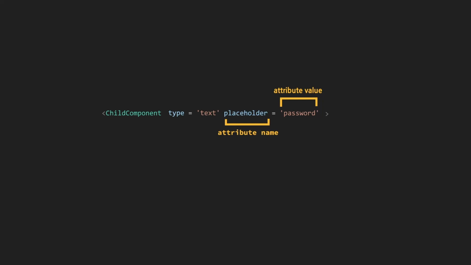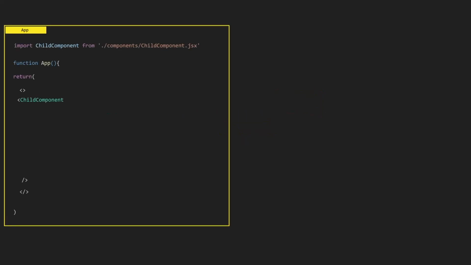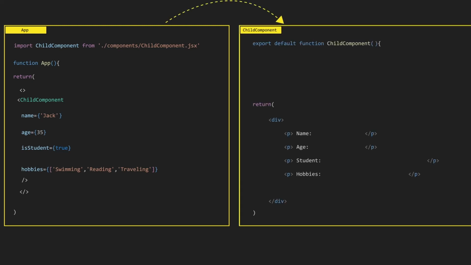attribute value. So props is just a way to pass data like strings, numbers, booleans, or any JavaScript values from parent component to child component. Now to pass props, just write the prop name and its value. As you can see, using curly braces is required in most cases, except string values where it's optional.